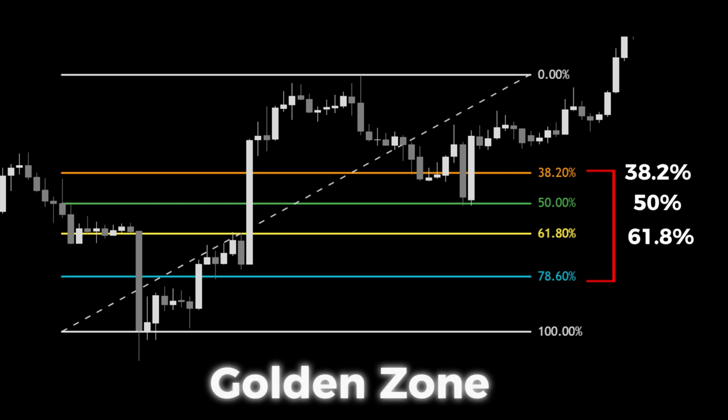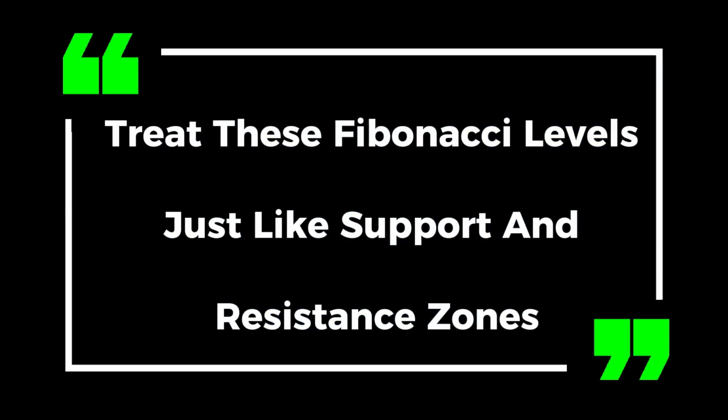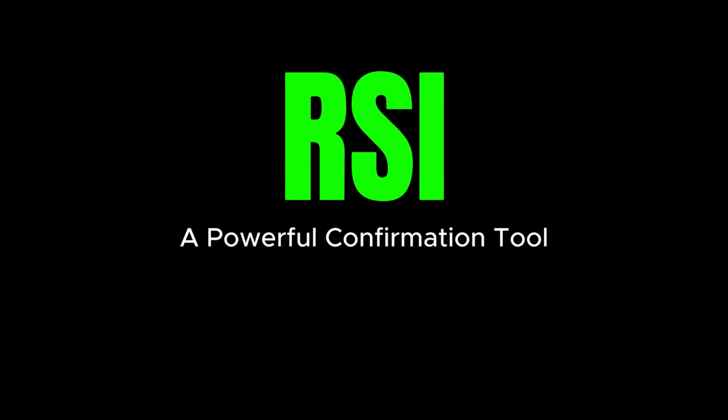But remember, there is no guarantee that the price will reverse at these levels. Sometimes it can break through these levels and go to deeper retracements like 78.6% or even 100%. Here's an important thing to keep in mind. Treat these Fibonacci levels just like support and resistance zones. Just like with regular support and resistance, you shouldn't immediately enter a trade just because the price touches one of these levels. You need to wait for a clear confirmation before entering your position. That's where the RSI indicator comes in, a powerful confirmation tool.